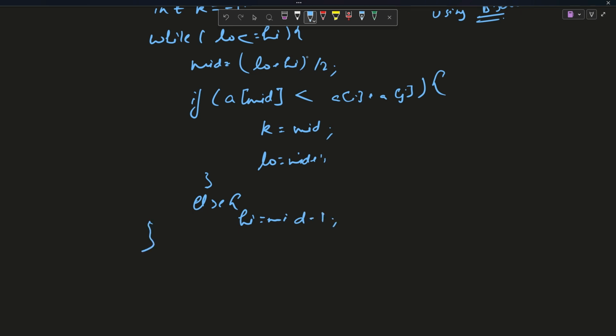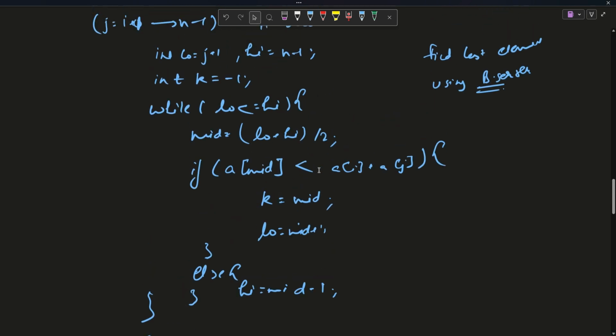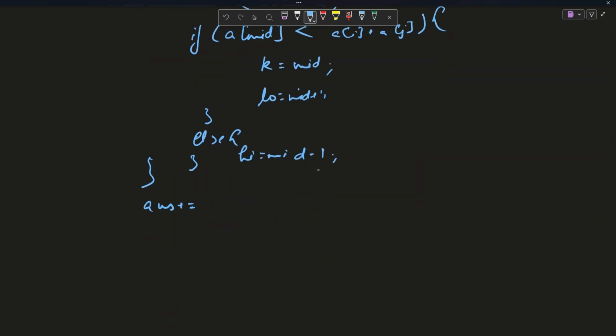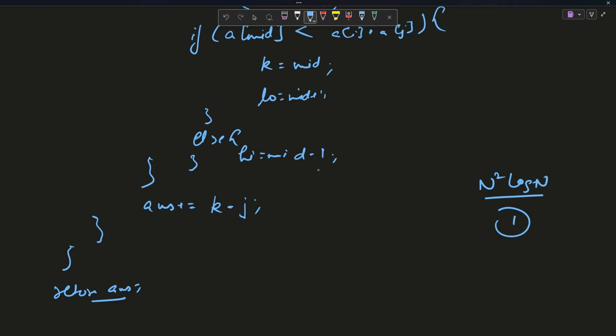Now as soon as this while loop finishes, you need to find the answer. First you will check if k is not equal to minus 1. If it is not equal to minus 1, then answer plus equals k minus j, right? And you close the inner loop, close the outer loop, return answer. Time complexity of n square log n and space complexity of 1. I hope I am very clear, right?